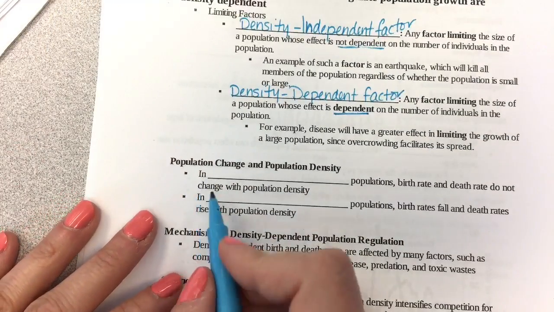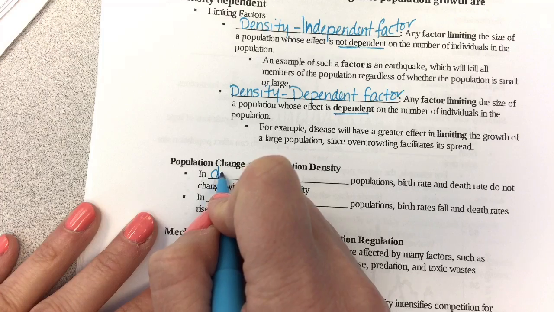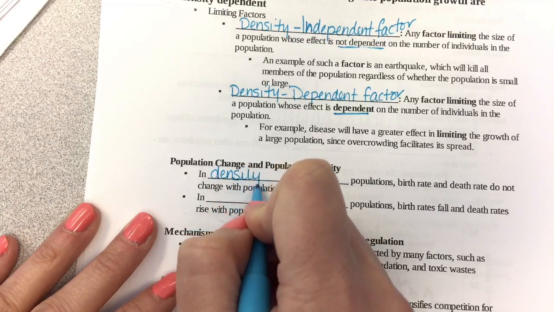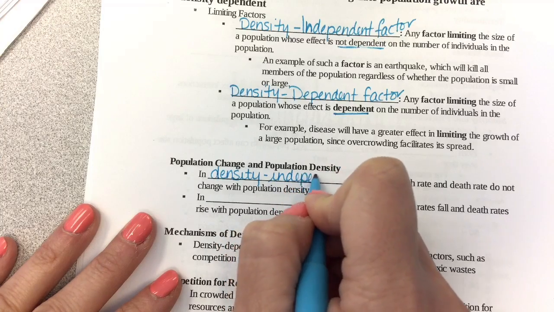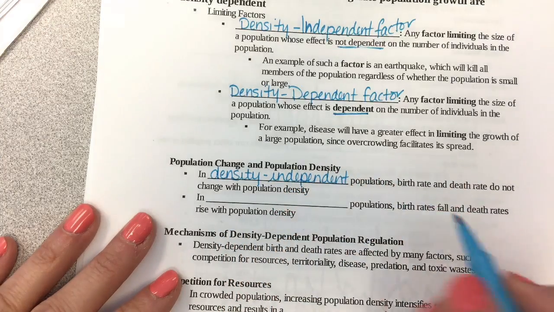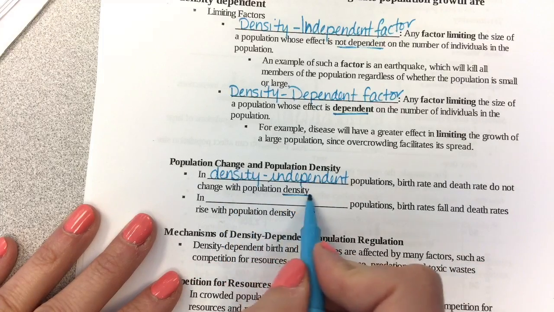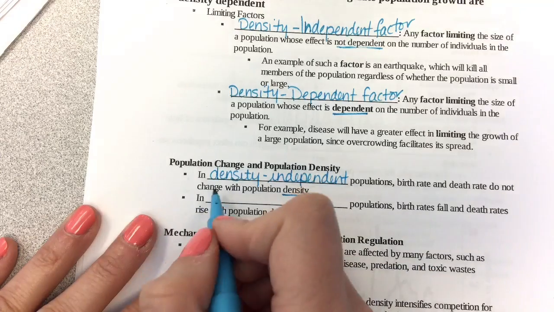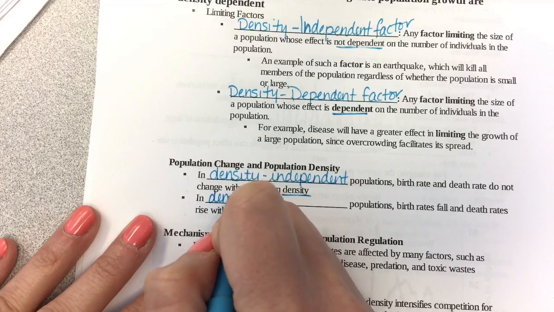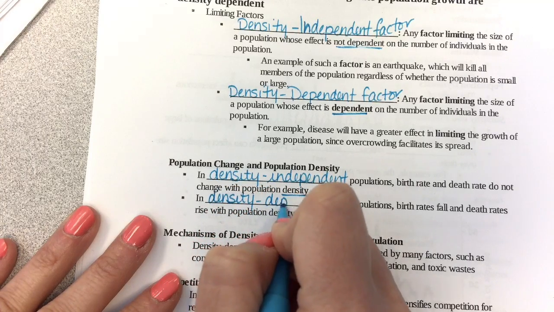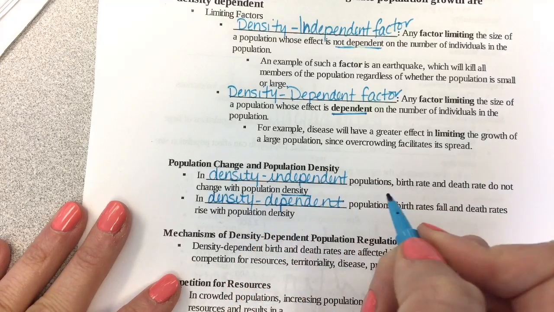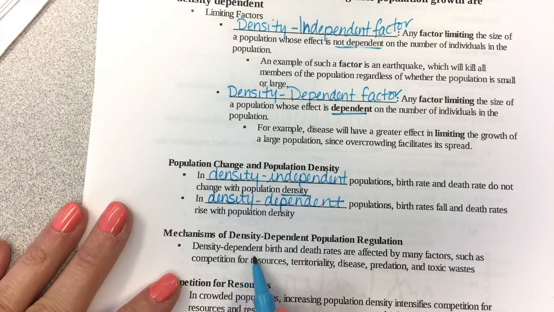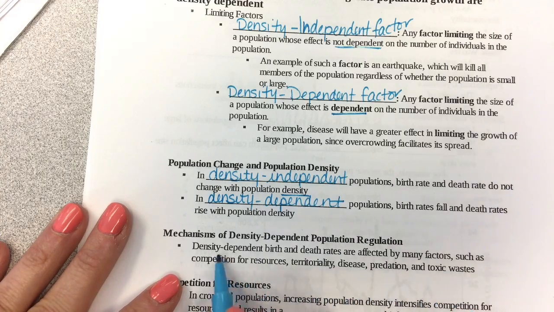So let's look at this. In density-independent populations, birth rate and death rate do not change with population density. And then birth rates and death rates that rise with population density would be density dependent. Density-dependent birth and death rates are affected by many factors such as competition, territoriality, disease, predation, toxic waste. So these are density-dependent things.